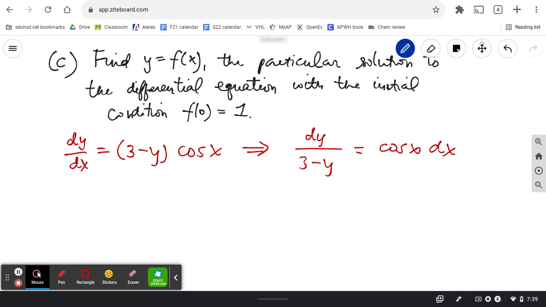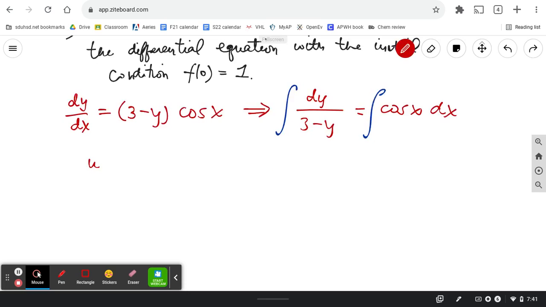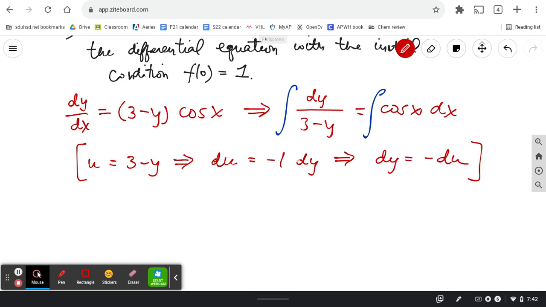Now if we integrate both sides, we can do a quick u substitution on the left hand side. If we let u equal 3 minus y, du will equal negative 1 dy, which is our numerator. But our numerator is actually positive dy, so that'll actually equal negative du. So we can use this substitution to make it easier for us to integrate.